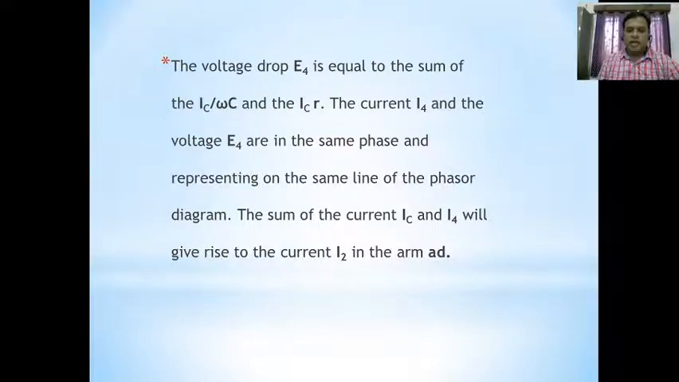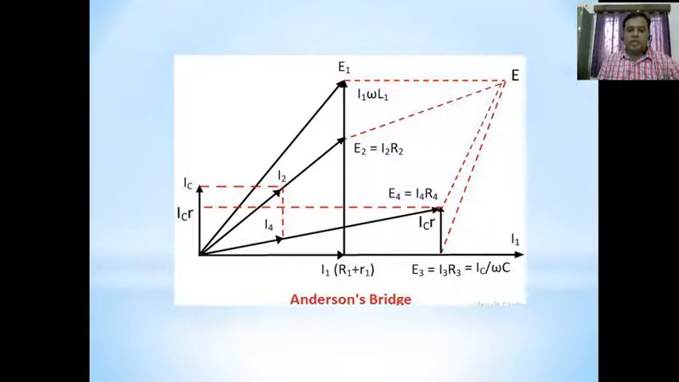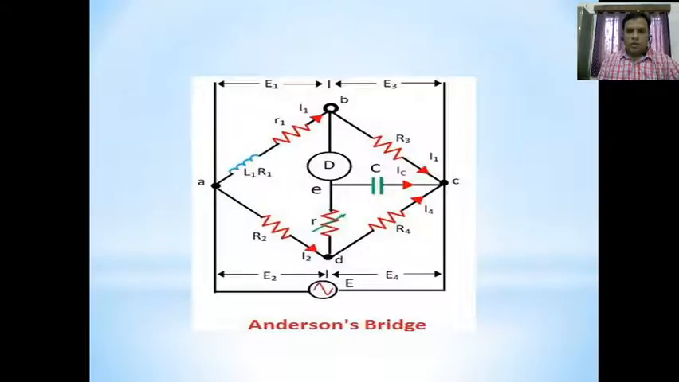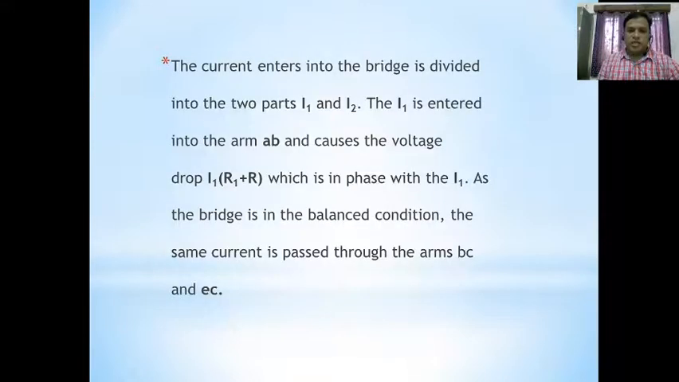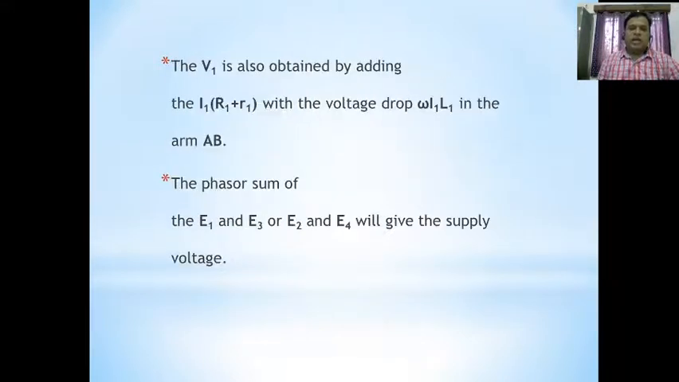So we can see that I2 is equal to IC plus I4. If you see here particularly, I2 is equal to IC plus I4. So this is IC and this is I4. Therefore I2 is this current where it is branching out, and it is shown that I2 is equal to IC plus I4. It is helpful for us in calculations where we require the balancing conditions.